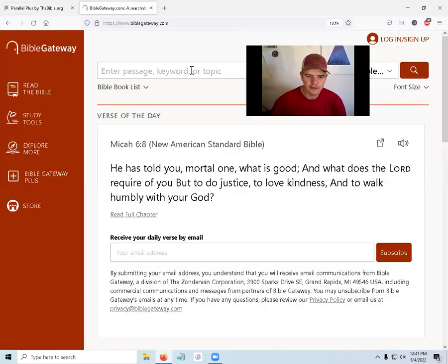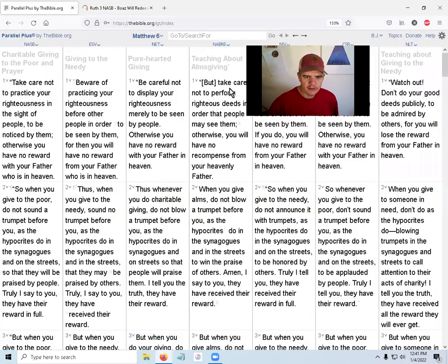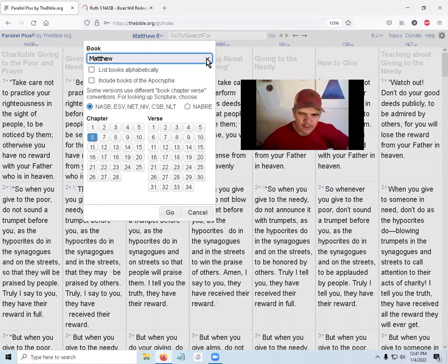Let's go to Ruth over here. Ruth 3. Boaz will redeem Ruth right there. Here we go. That looks good. NASB over here, NLT way over here, NET right in the middle. All right, let's go hit that Ruth up.